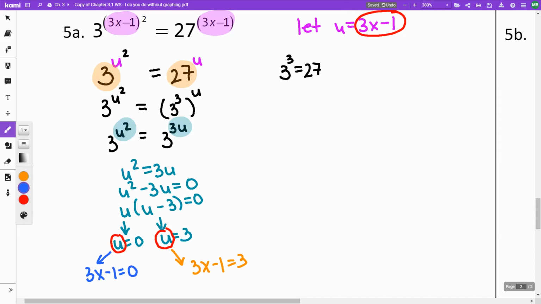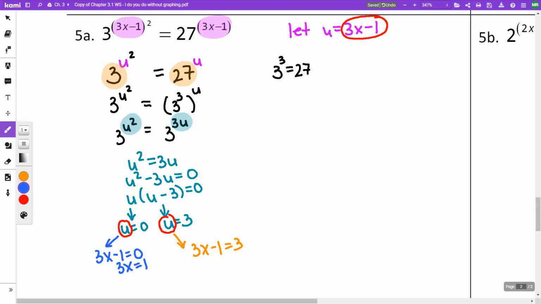So in my blue equation, I'm going to get 3x is equal to 1. So I get x is equal to 1/3. In my orange equation, I'm going to add 1. I get 3x is equal to 4. I'm going to divide by 3, and I get x is equal to 4/3. And those are my two answers.